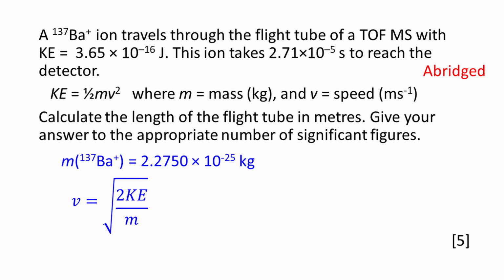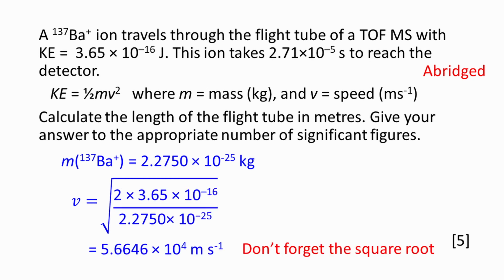Now we have the equation in the correct format, substitute the numbers from the question to find v. Take care with inputting lots of numbers into a calculation like this, especially when you are using standard form. Practice with your own calculator so that you're familiar with the various buttons and functions. The velocity of the barium-137 ion works out to be 5.6646 times 10 to the 4 meters per second. Again, I've kept this result to 5 significant figures and included the units.